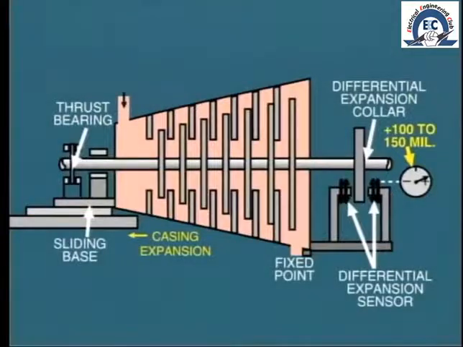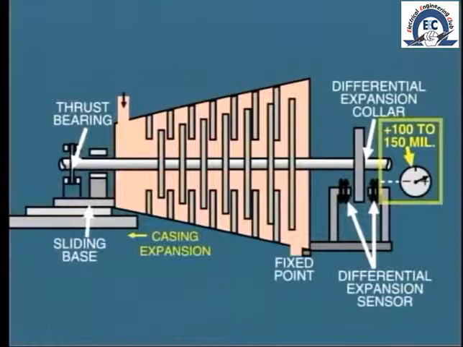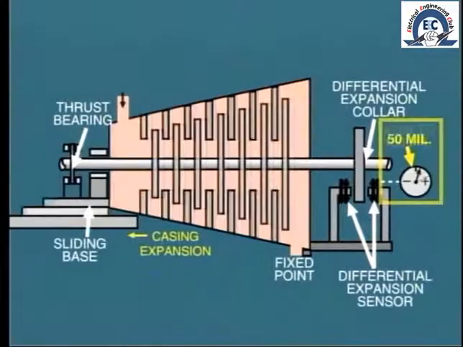Typically, during startup, we will observe a positive differential expansion increasing continuously up to about 100 or 150 mil. We may have to restrict loading in order to keep from exceeding this level. Eventually, as the casing expands further and further, the differential will decrease and probably settle down to, say, plus 50 mil. The reverse situation occurs during a shutdown.